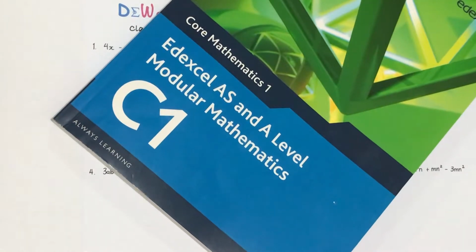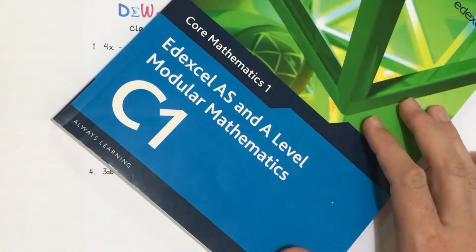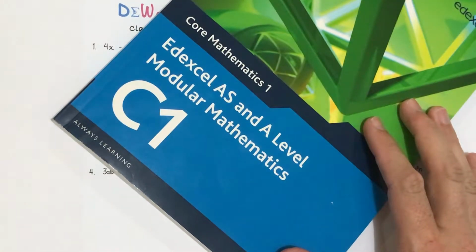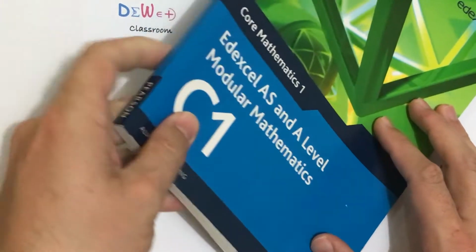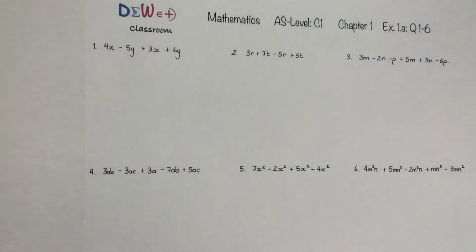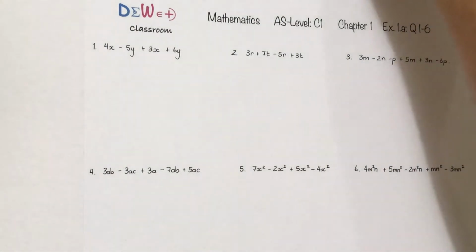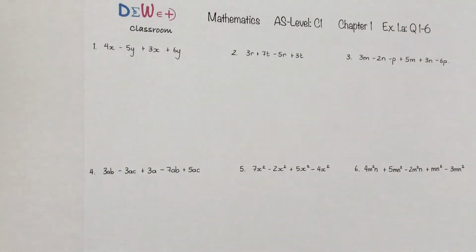Hi guys, in this video of Devet's Classroom, we will work from the CS1 textbook, Core Mathematics from Pearson, and we will be doing exercise 1A, question 1 to 6. In this example, we will start by adding like terms and simplifying.